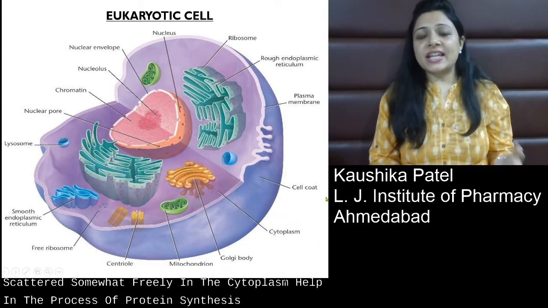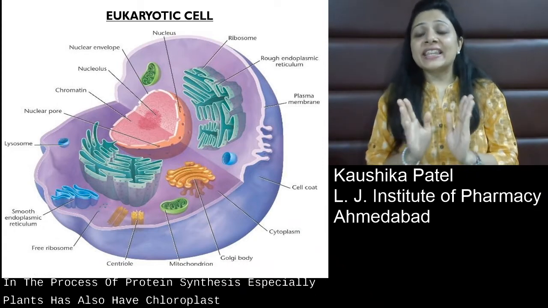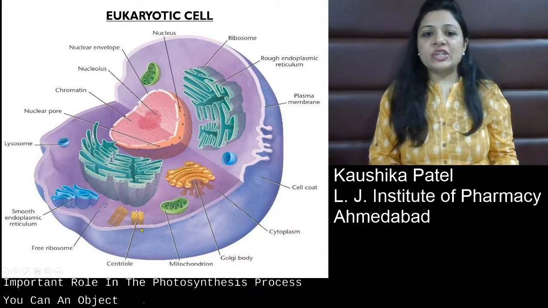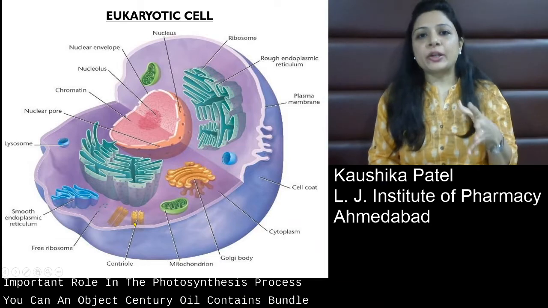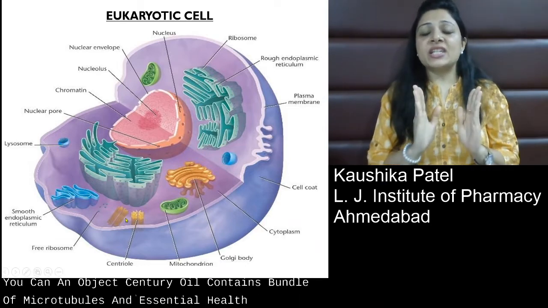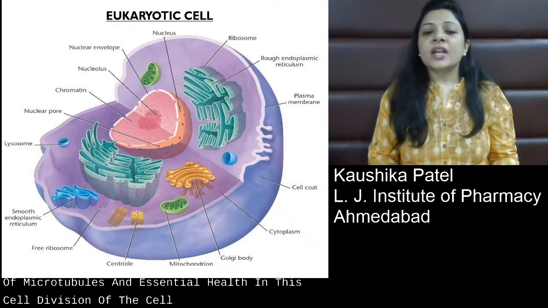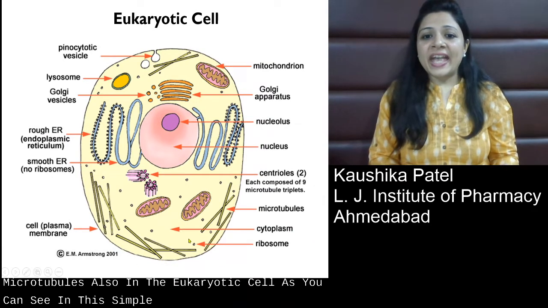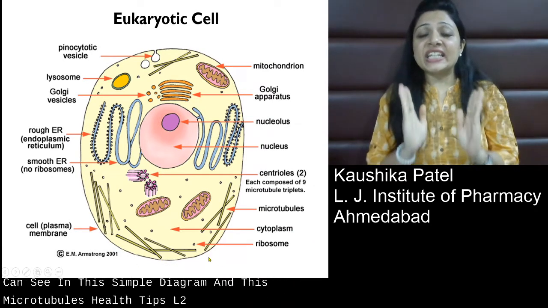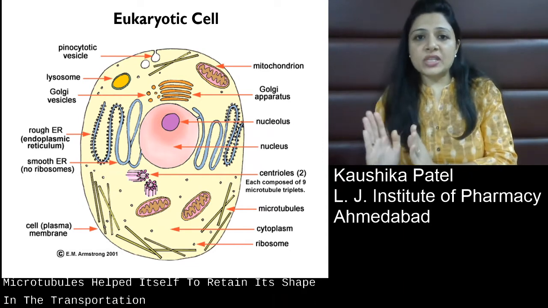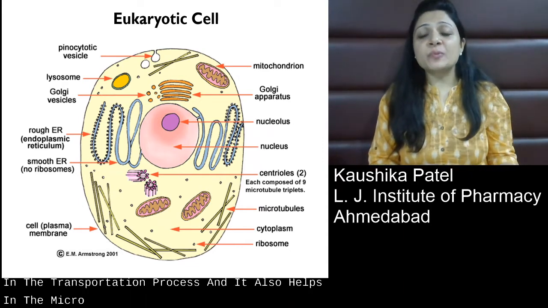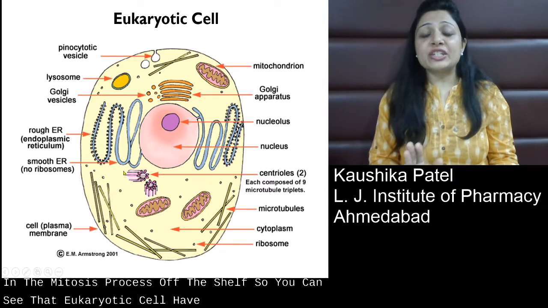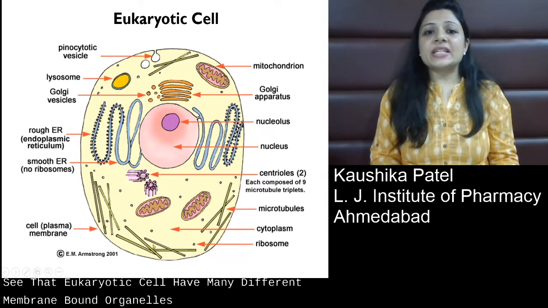Some eukaryotic cells, especially plant cells, also have chloroplasts that play an important role in the photosynthesis process. You can even observe centriole. Centriole contains a bundle of microtubules and this centriole helps in the cell division of the cell. Then there will be microtubules also in the eukaryotic cell, as you can see in this simple diagram, and these microtubules help the cell to retain its shape in the transportation process, and it also helps in the mitosis process of the cell. So you can see that eukaryotic cells have many different membrane-bound organelles present in the cytoplasm of the cell.